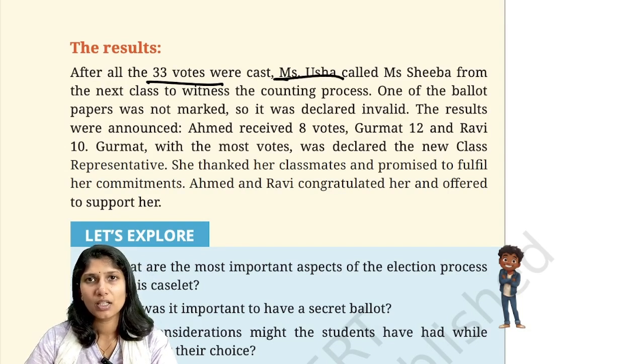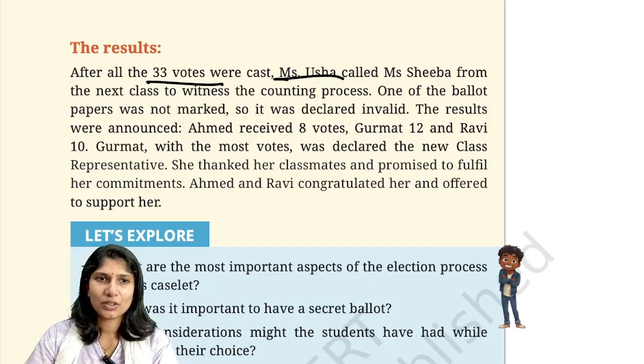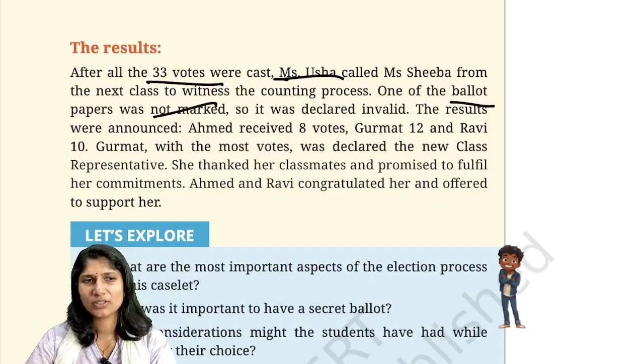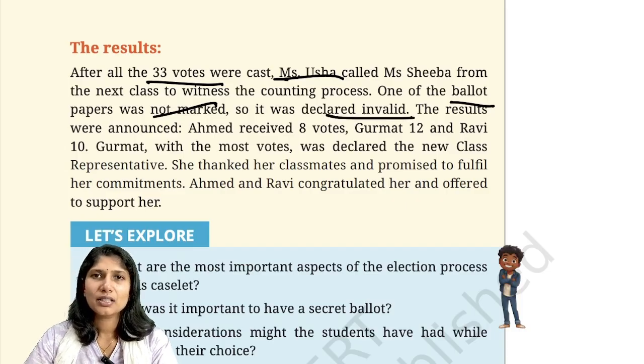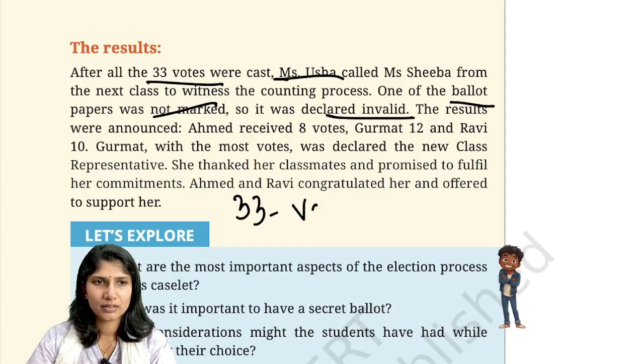Miss Usha called Miss Shiba from the next class just to make sure that this is a fair process. So you witness the counting process. And in that 33 votes, one of the ballot papers was not marked at all. No one's name was marked, so it was declared invalid. The results were announced. Total votes were 33.